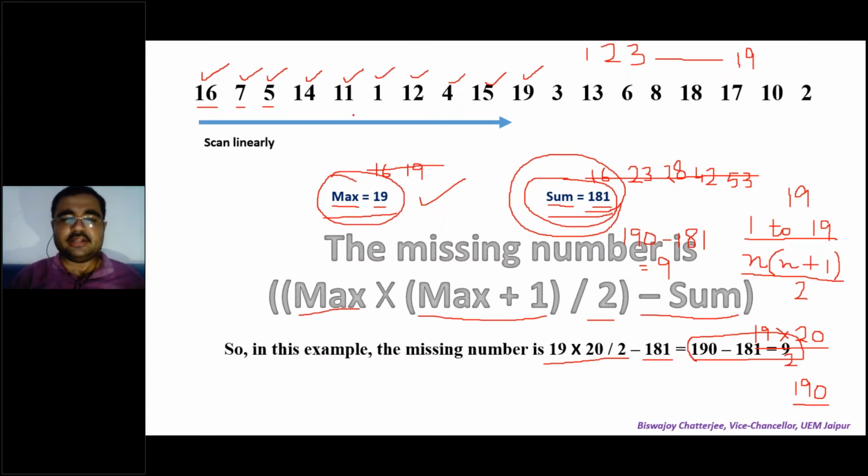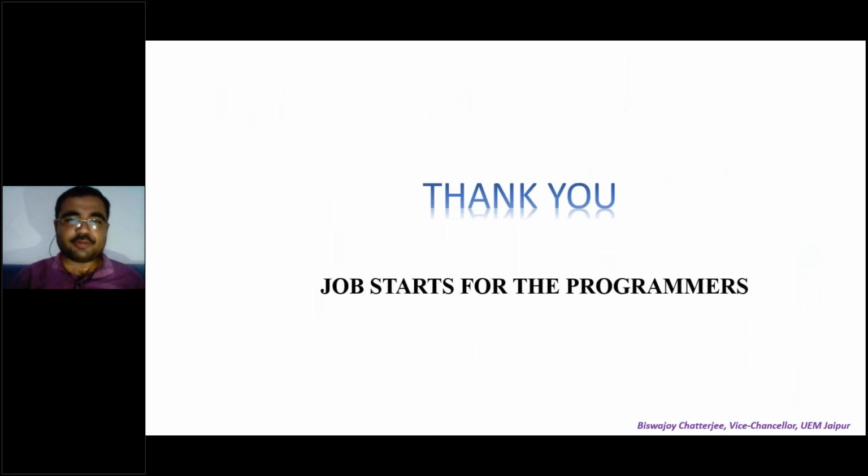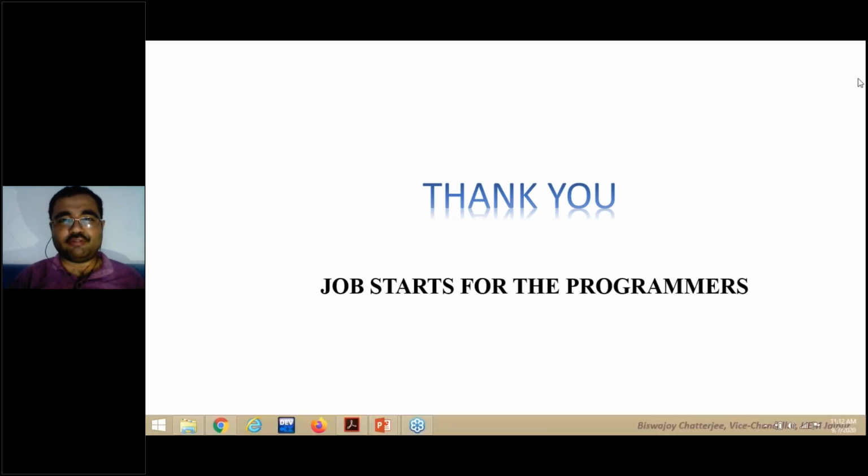But in the way I have shown, you scan the list only once, and computer programmers will be very happy because this list needs to be scanned only one time. Job starts for the programmers. I request the programmers now to write the program, using C, Java, Python, whichever suits you: scan a list from the user and quickly find the missing number through one unidirectional scan. That's the job for the programmers.